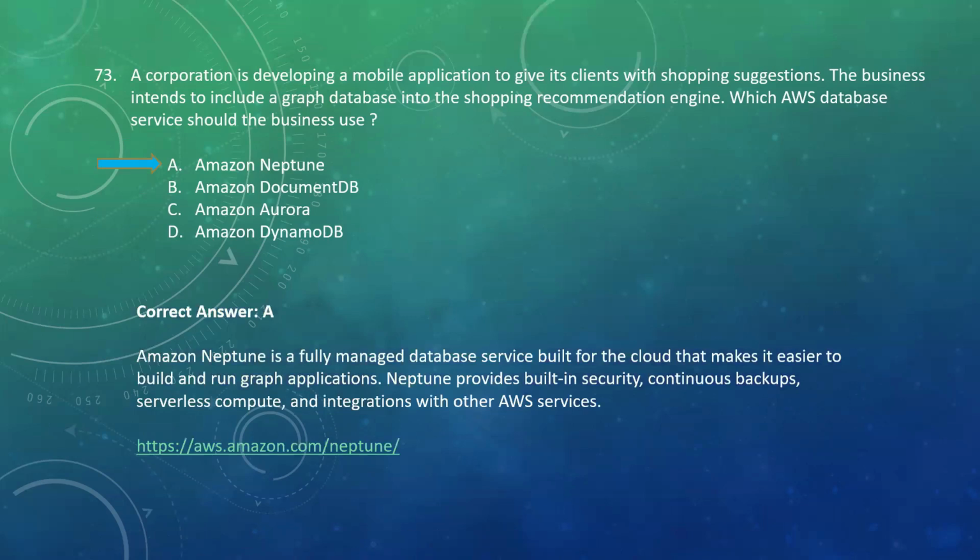It is a fully managed database service built for the cloud that makes it easier to build and run graph applications. Neptune provides built-in security, continuous backups, serverless compute, and integrations with other AWS services.